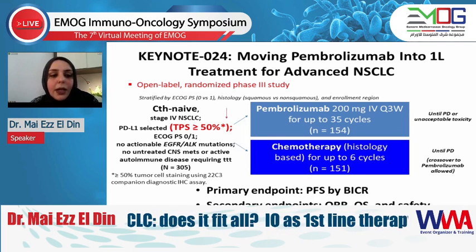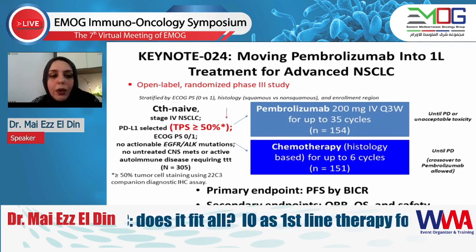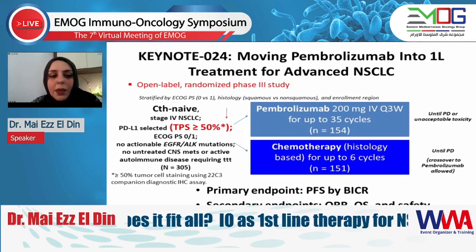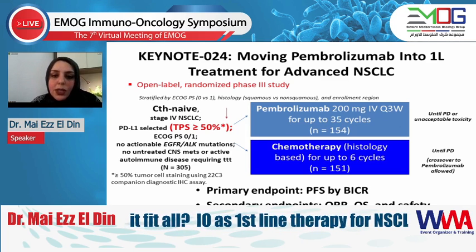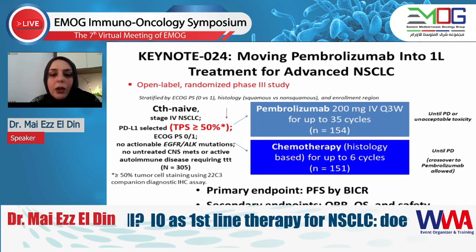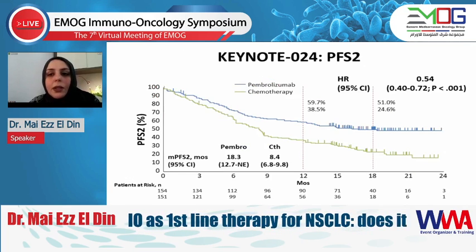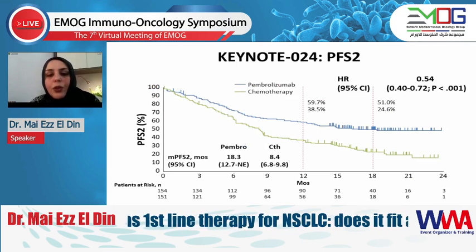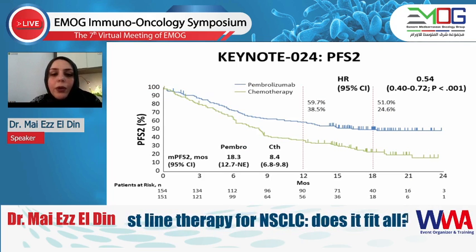So we were selecting. No EGFR or ALK mutations were allowed, no untreated CNS mets, or any active autoimmune disease. And again, pembrolizumab versus the standard of care chemotherapy. And here we can see the impressive hazard ratio, progression-free survival, 0.54.